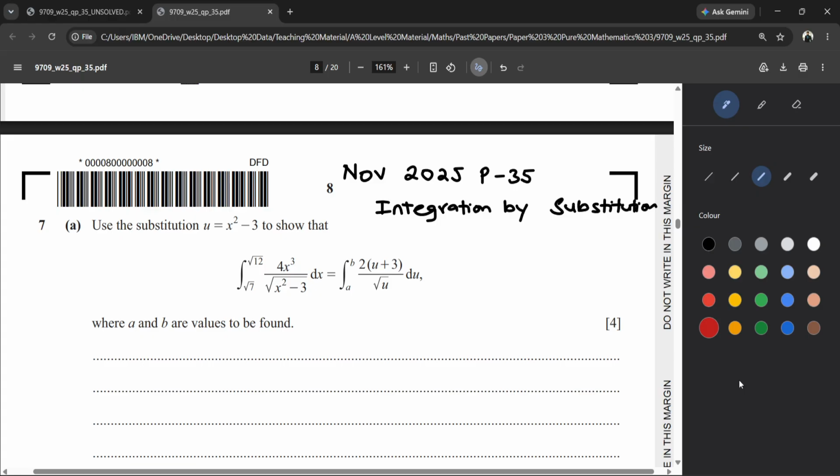So in this video, we will be solving a question from November 2025, paper 35, and this question is related to A-level maths P3, and the topic is integration by substitution. So let's take a look.